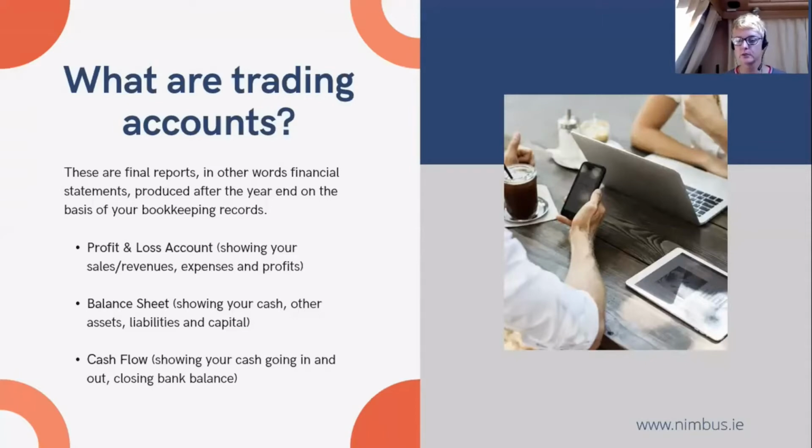So the first and most important one would be your profit and loss account, also called an income statement. This statement is showing your sales, revenues against expenses, and finally profits. The next important one is the balance sheet. These are the two most important financial statements. The balance sheet statement is showing your cash, assets, liabilities, capital, equity, so the things we talked about.